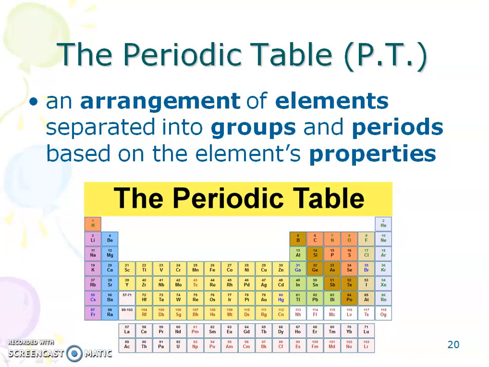So the periodic table, again, is an arrangement of these elements, and they're arranged in that order because they are based on the element's properties. And when we get to the periodic table chapter, we're going to talk a little bit more in detail why the groups are called the way they are, why the periods are the way they are, why these elements are arranged the way they are.